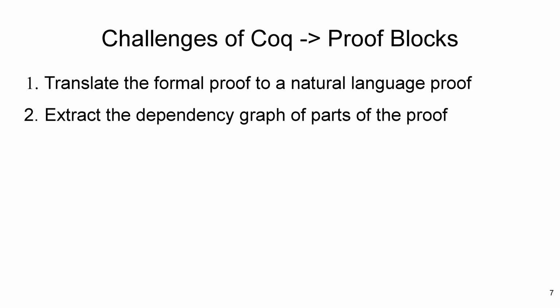So that's right. What we want to do is we want to be able to take a proof that's written in COC, and we want to be able to automatically generate the proof blocks HTML, which includes both this natural language representation of the proof, because we focus on informal proofs in our courses, and the dependency graph between the parts of the proof.